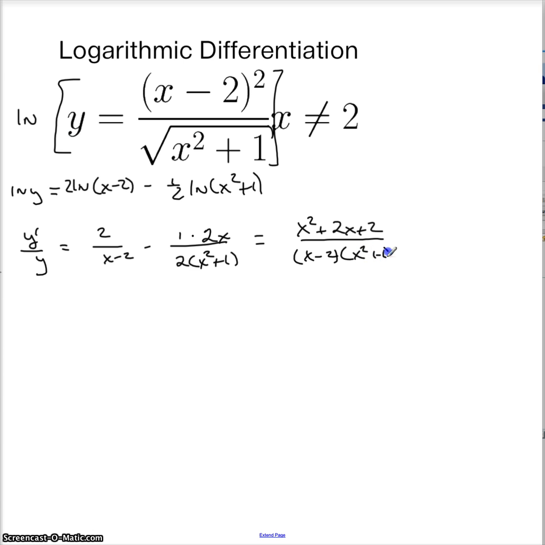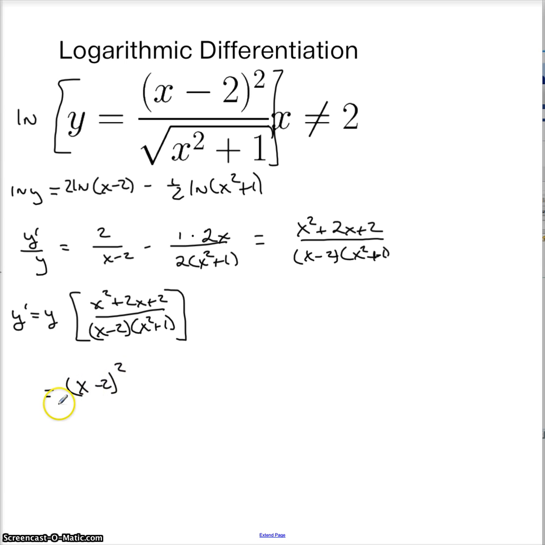Now I just skipped a little bit of algebra here because I'm going to run out of room if I don't. Now I'm going to solve: y prime is y times x squared plus 2x plus 2 divided by x minus 2 times x squared plus 1. At this stage of the game, just go on and plug in what y is. It's a mess. And please don't simplify anymore from here unless it's really straightforward.